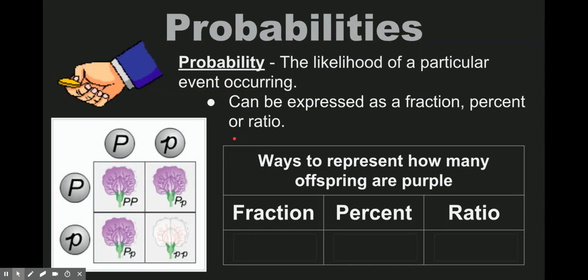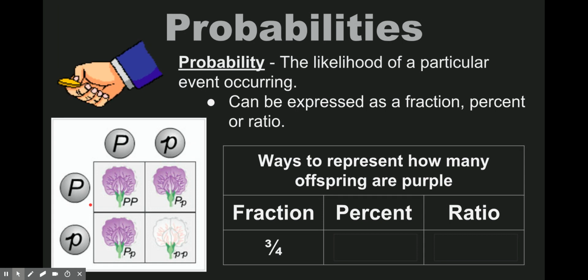So fractions shouldn't be too difficult, and really we're only working with a 4-piece square here. There are Punnett squares that are bigger, but for the most part we are going to stick with this. It's only going to be like extra credit if you have a big, giant square. So we want to talk about ways to represent how many offspring are purple. Let's represent it as a fraction. A fraction would say how many offspring are purple compared to how many offspring there are total. So we have 3 purple offspring and 4 offspring total, right? So that means our fraction is 3 out of 4.